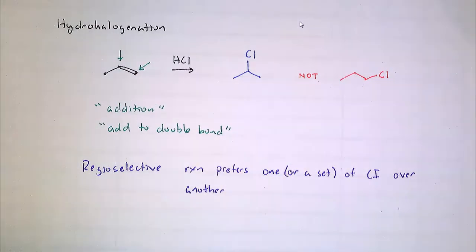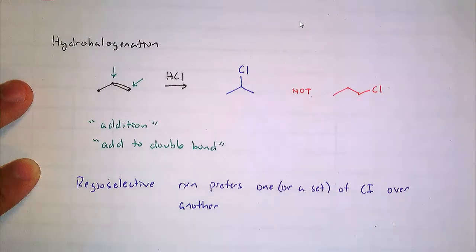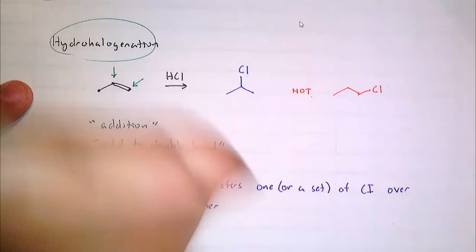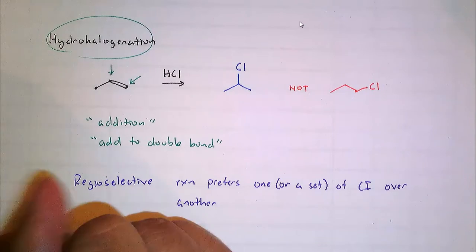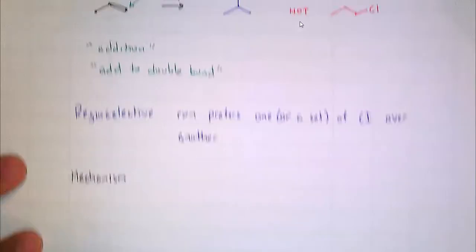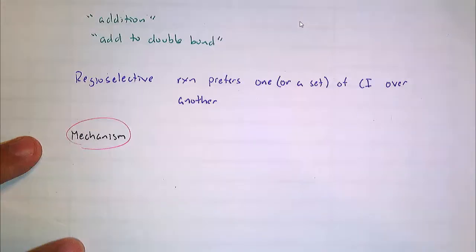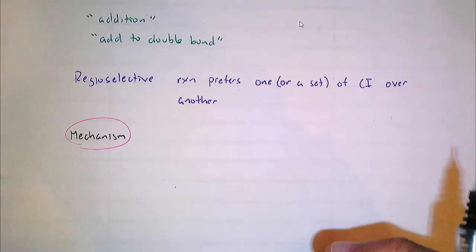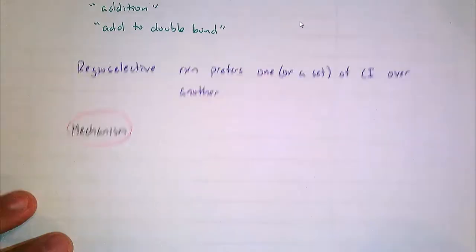Okay. The next thing normally that I like to put on a study sheet for a reaction, and let me just circle this, hydrohalogenation, is the mechanism. So I'll put here mechanism. The mechanism shows the movement of electrons to make intermediates and make products. There's actually two steps in this reaction.